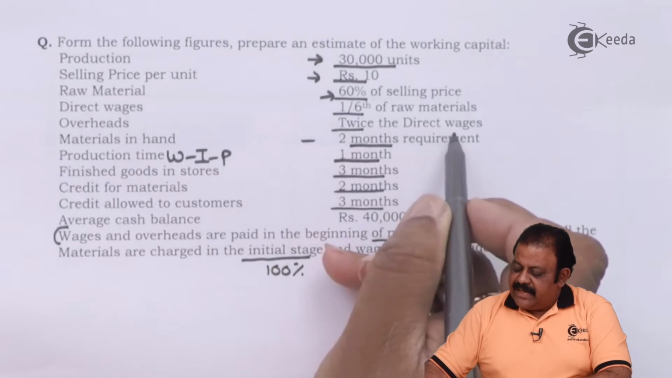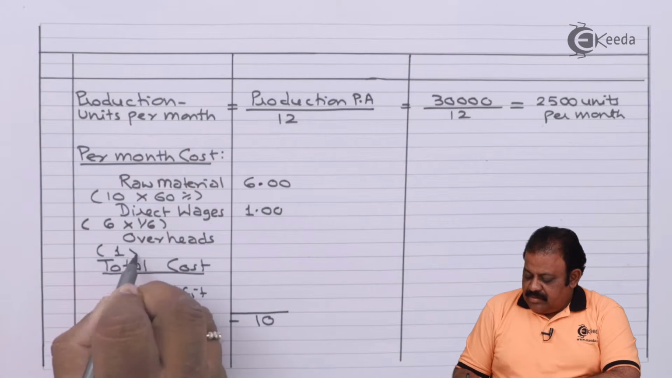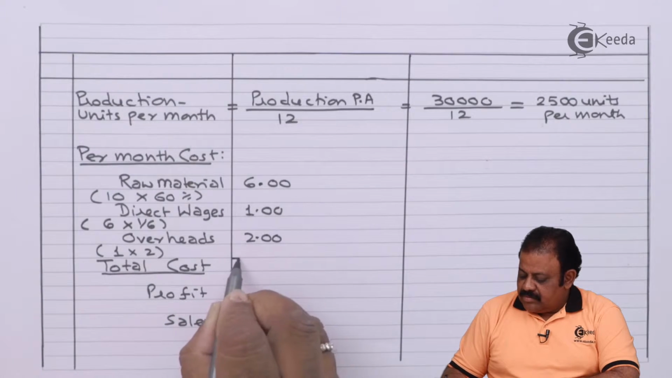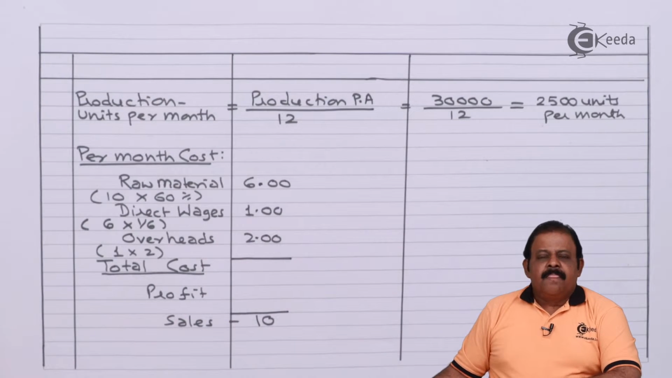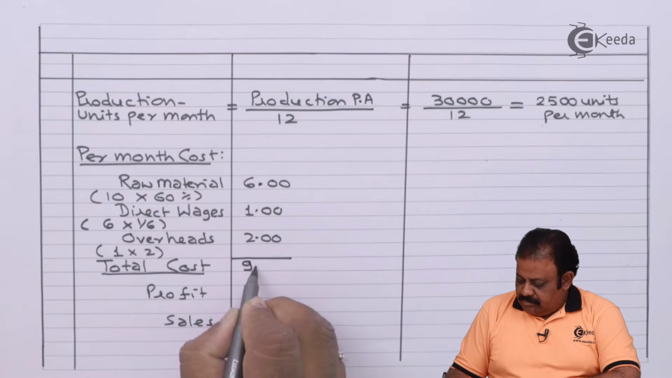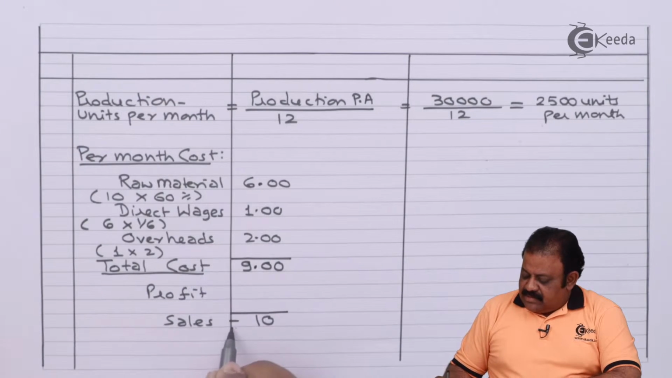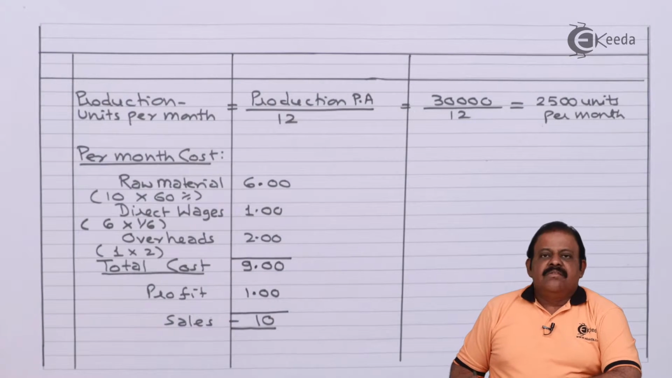Overheads twice the direct wages. Direct wages 1 rupee. Double, twice. So it will be 2 rupees. So thus we got the information of material, wages and overheads. In this question, this was an important point to calculate these values correctly. Total cost 9 rupees. Sales 10, 10 minus 9, profit is 1 rupee.